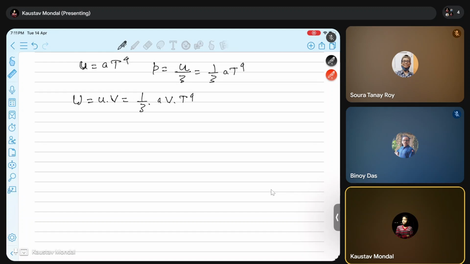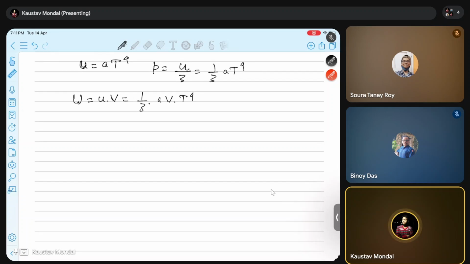Since you got the total internal energy, from here you can also calculate the specific heats, right? So CV would be del U del T at constant V. That means it would be 4A V into T cubed.